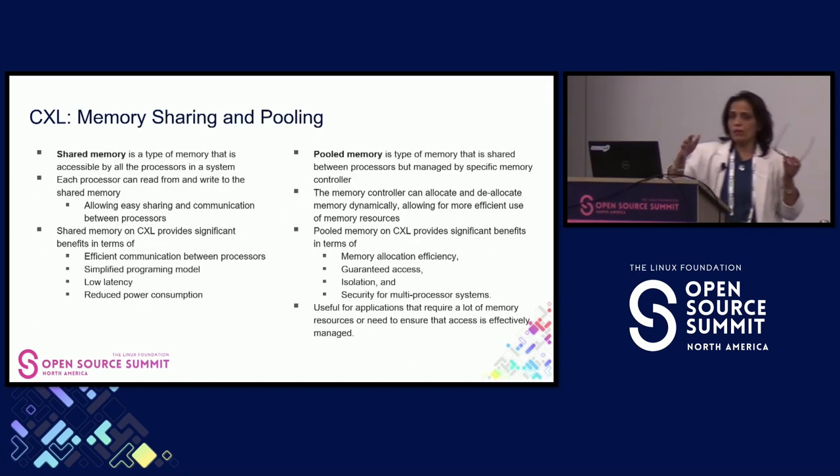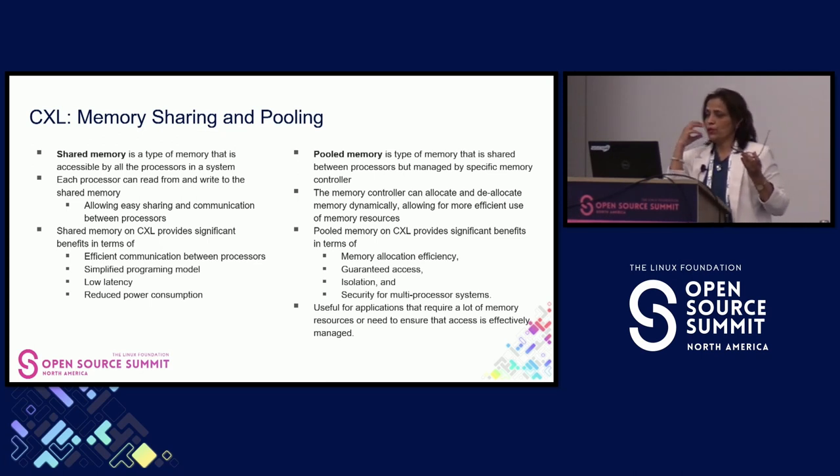Okay. So that is what we saw about the CXL memory being utilized for memory capacity expansion and bandwidth expansion. They are supported through NUMA interleaving in the kernel. Now, there is another proposition for CXL memory sharing and pooling, where memory sharing is a type of memory that is accessible by all the processes in the system, and it allows each process to read and write to this shared memory. The benefits it provides are efficient communication between processes, a simplified programming model, low latency and lower power consumption.